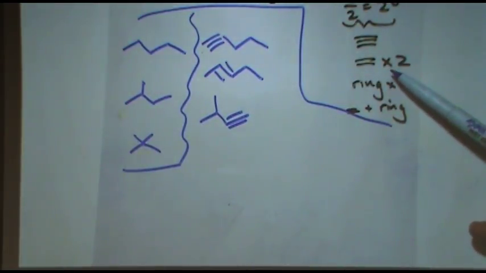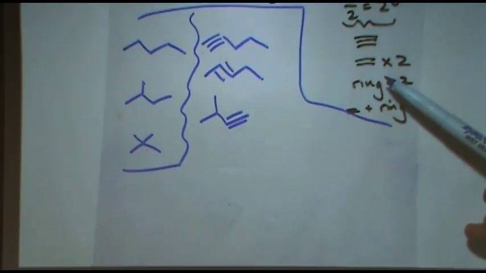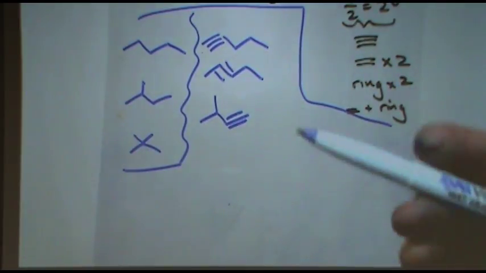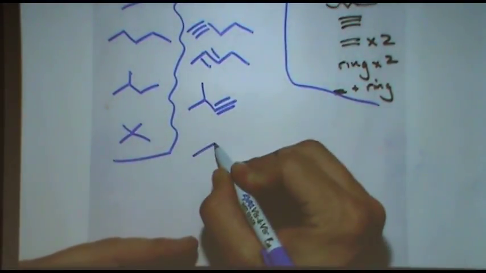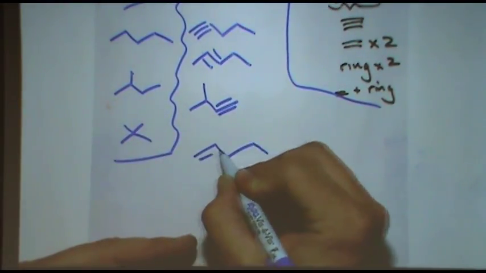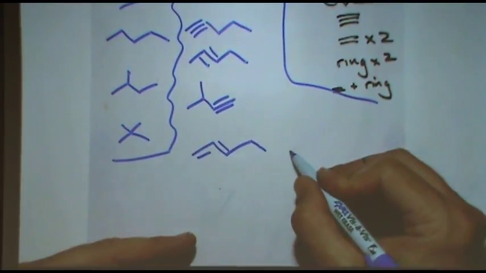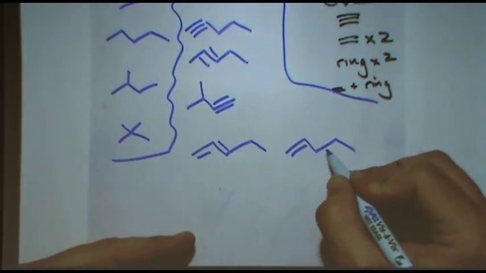Now I have to do the same thing with 2 double bonds. All again. So for example, I start again at the 5. And I would go, okay, I guess I could put 2 double bonds in a row. I guess I could put them alternating.